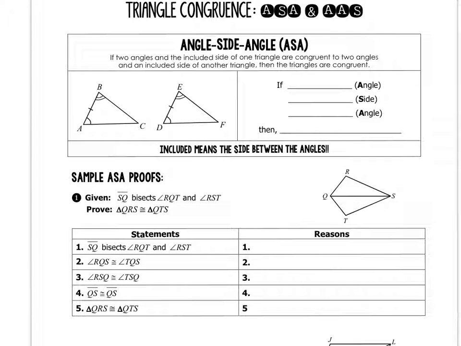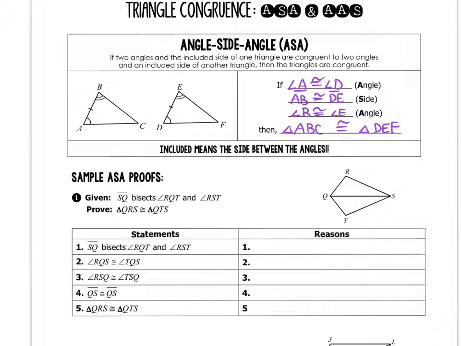So look at the diagrams below. It says if one pair of angles, which is angle A and angle D, are congruent to each other, and one pair of sides, the pair that's marked, AB and DE, are congruent, and then a second pair of angles, which is angle B and angle E, are congruent, then we can write the congruency statement: triangle ABC is congruent to triangle DEF.